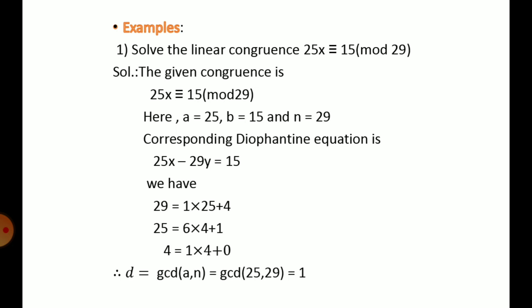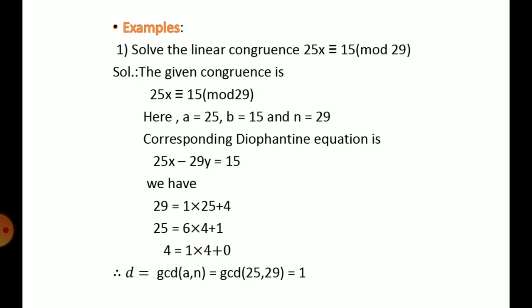Now, we have to find the GCD of a and n. Because why do we have to find the GCD? It is required: when d divides b, the given congruence has a solution. For that purpose we require the GCD of a and n. Here a is 25, n is 29. We shall divide the bigger number by the smaller number.